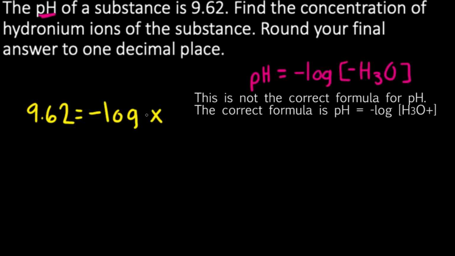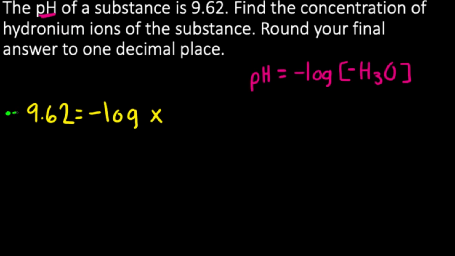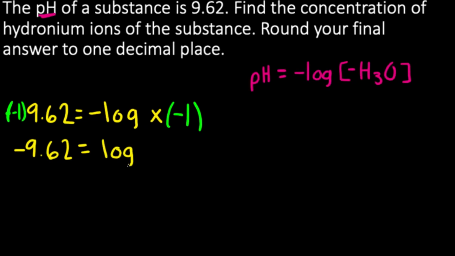So the first step in solving this equation is you want to multiply both sides by -1 to get rid of the negative that is currently attached to that log. Then you'll have negative 9.62 equals the natural log of x. Then you want to convert this from logarithmic form to exponential form. To make this a bit easier, I'm going to rewrite this equation of the log of x equals negative 9.62.